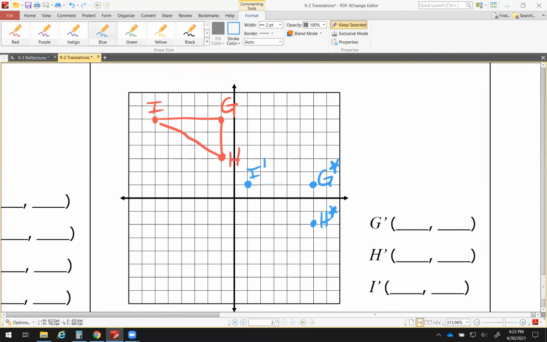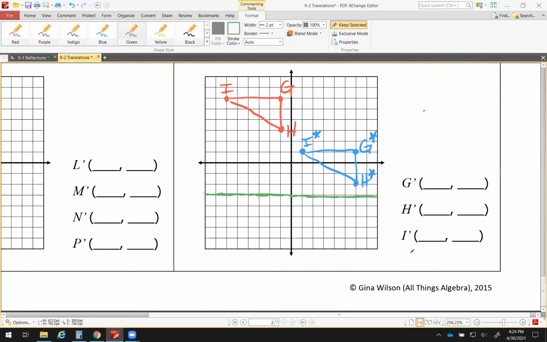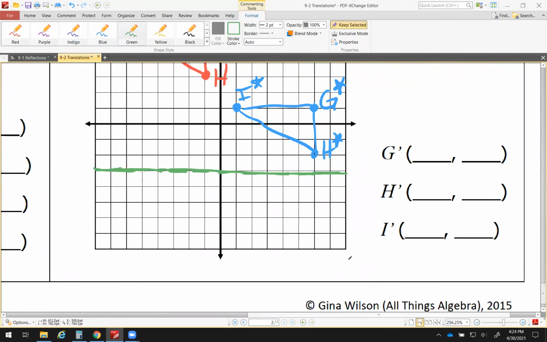Okay. So it's G star, H star, I star. Oh, there you go. And then the next thing we need to do, and the final thing we need to do, is flip over the line y equals -3. So y equals -3 is this horizontal line right here. Okay, so we need to flip it over this line.